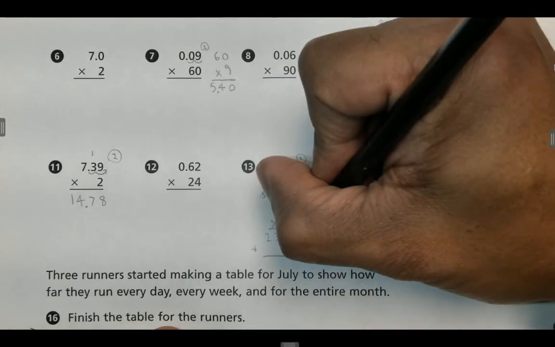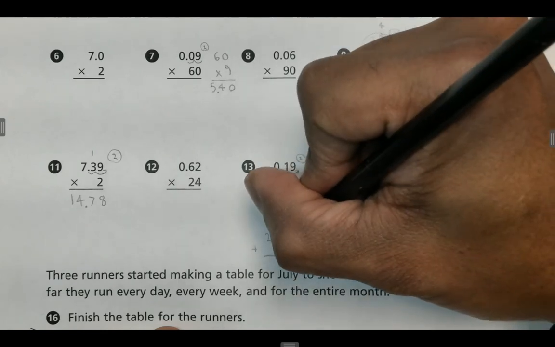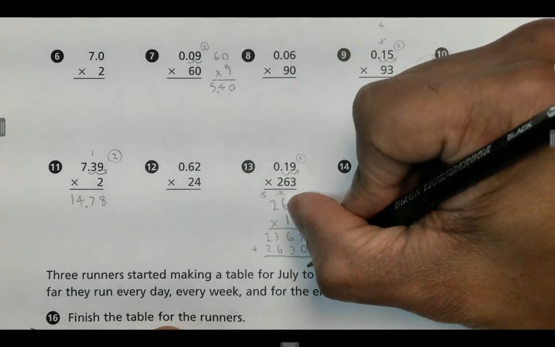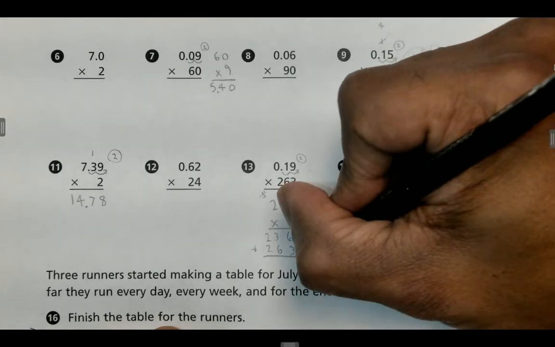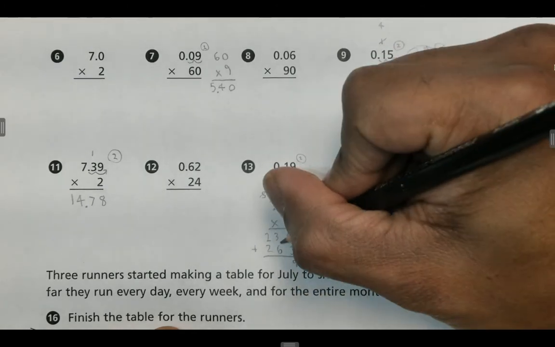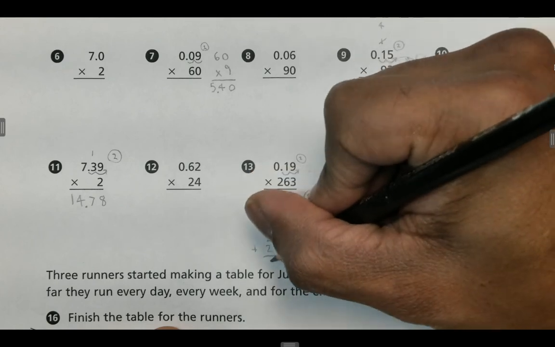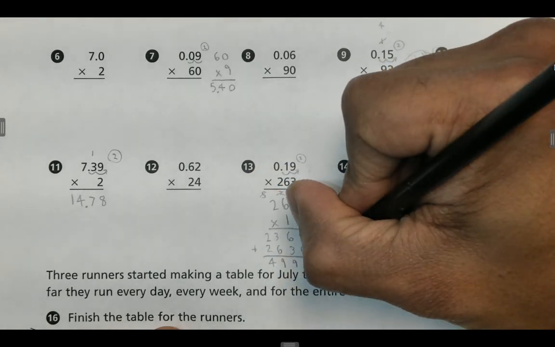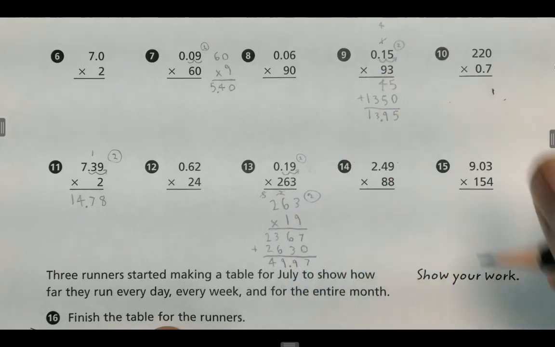1 times 3 is 3. 1 times 6 is 6. 1 times 2 is 2. Add up my columns. 7 and 0 is 7. 6 and 3 is 9. 3 and 6 is 9. 2 and 2 is 4. And come in from the end. Pew, pew. 49 and 97 hundredths.